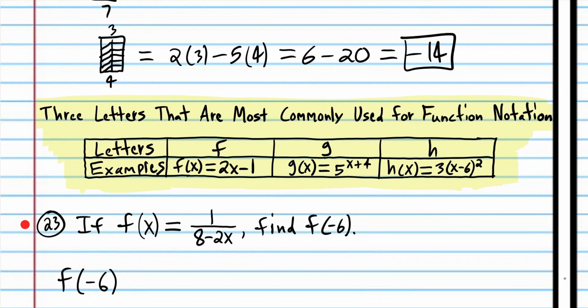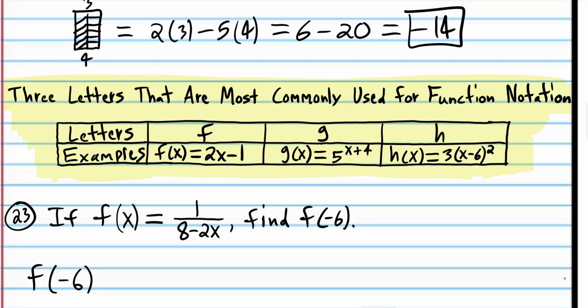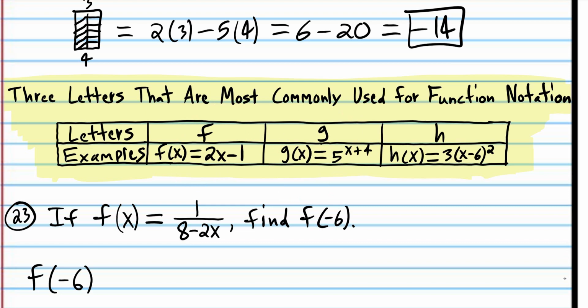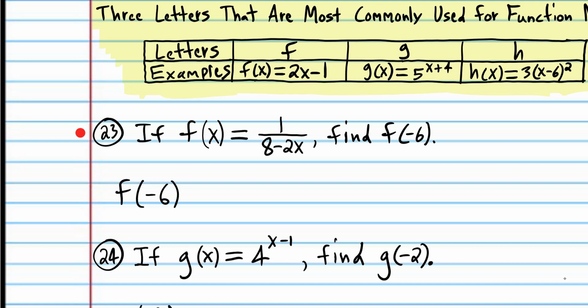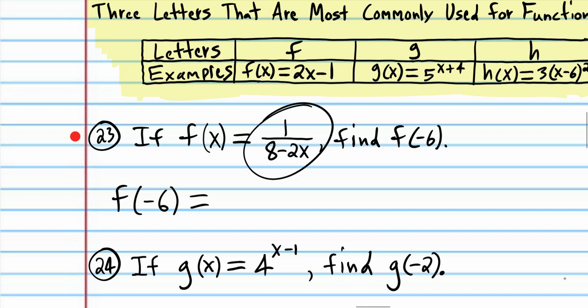So again, we learned that f is the most common notation for functions, but if we have 2 different functions or 3 different functions, then typically the letters we use are F, G, and H. So we've already learned this notation with the letter F. So if you want to find f of negative 6, and this is the function, we plug in negative 6.